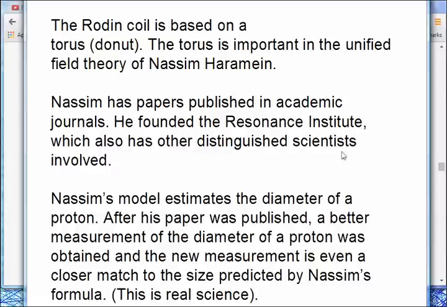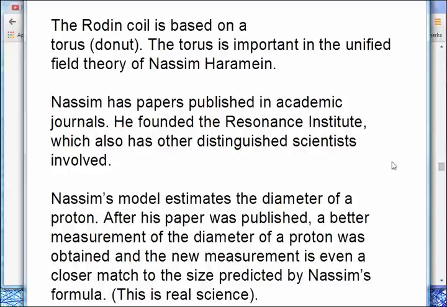After his paper was published, a better measurement was made of the diameter of the proton, because the diameter is known within some tolerance, and it's the observations at the CERN and other accelerators getting better and better. The latest measurements are matching Nassiim's predicted size of the diameter of the proton even more exactly. So this is real science. We'll see if future improvements in the measurement of the diameter of the proton continue to confirm Nassiim's formula. But this is exciting stuff.